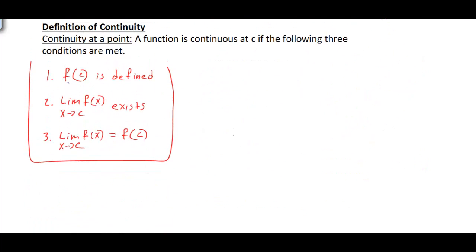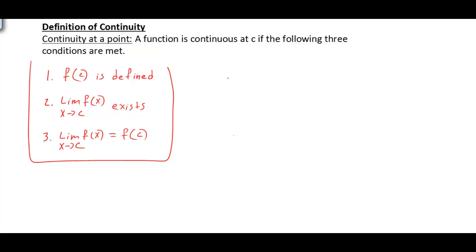The first case is f of c is defined. So obviously your function has to be defined at the point. Number two says the limit of the function as x approaches c has to exist, because if your limit doesn't exist, that means you're approaching two different values, which means there must be a split in the graph or it's going to infinity. And the third condition is the limit of the function as x approaches c has to be equal to the function evaluated at c. So if all three of these conditions are met, then your function is continuous at that point.